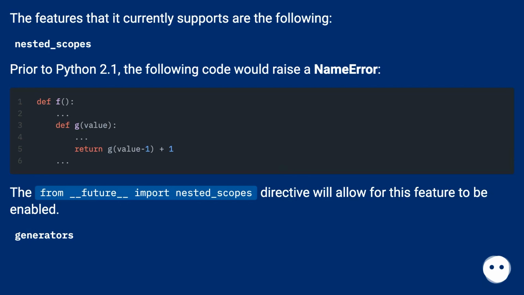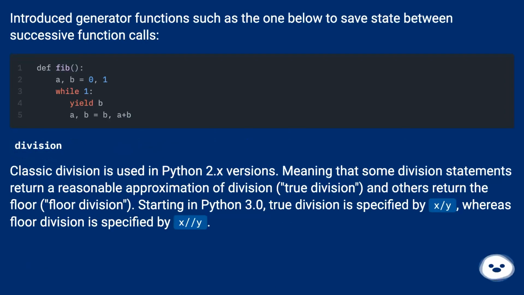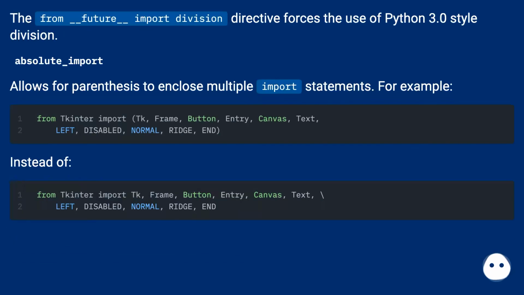Generators: introduce generator functions such as the one below to save state between successive function calls. Division: classic division is used in Python 2.x versions, meaning that some division statements return a reasonable approximation of division (true division), and others return the floor division. Starting in Python 3.0, true division is specified by x/y, whereas floor division is specified by x//y. The from __future__ import division directive forces the use of Python 3.0 style division.